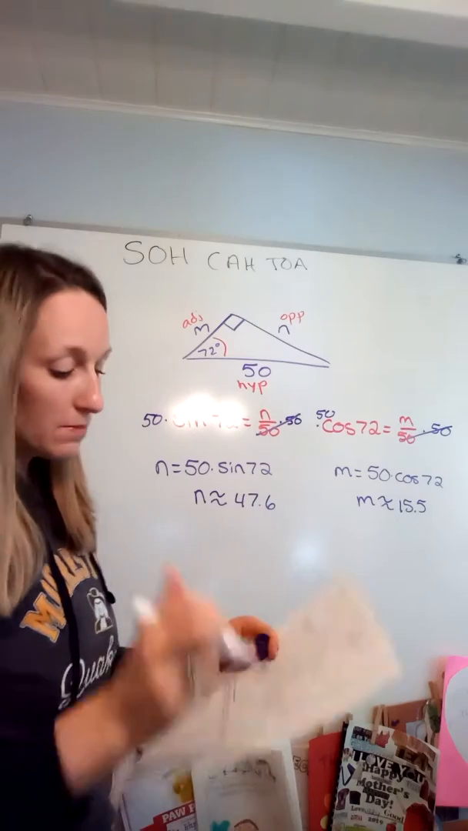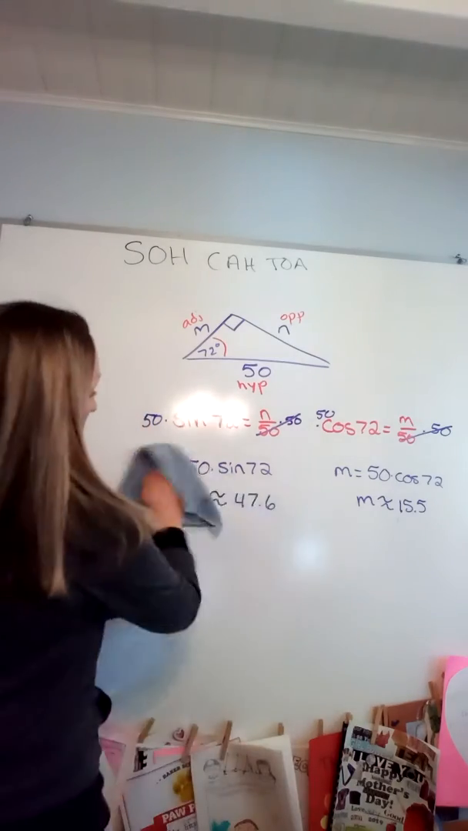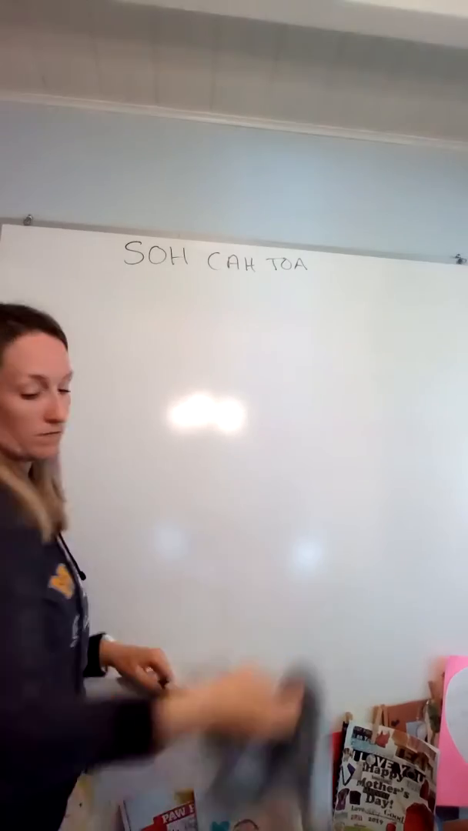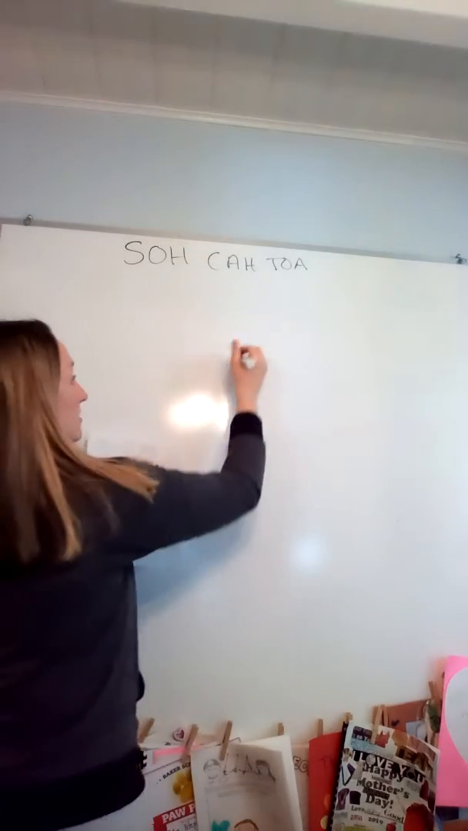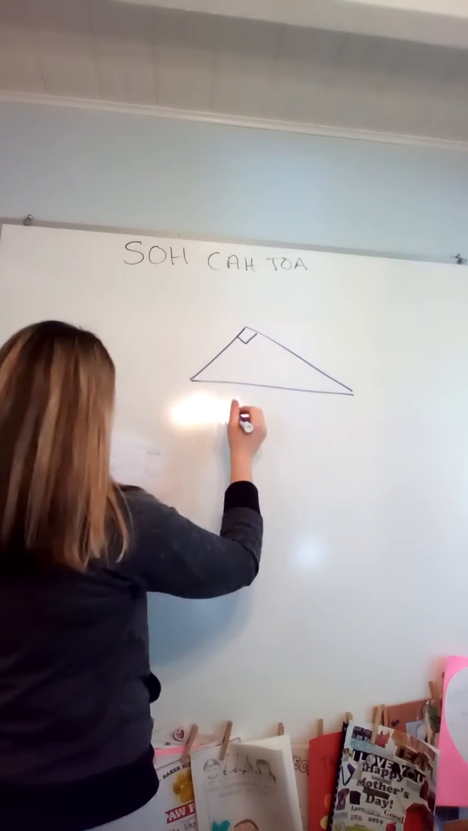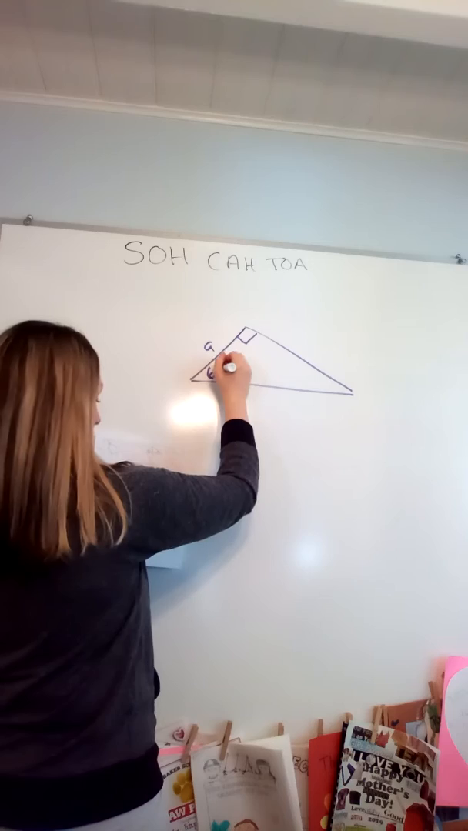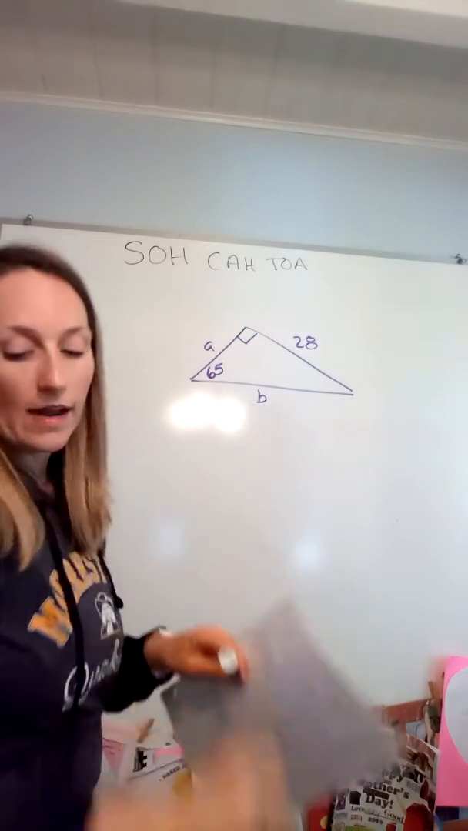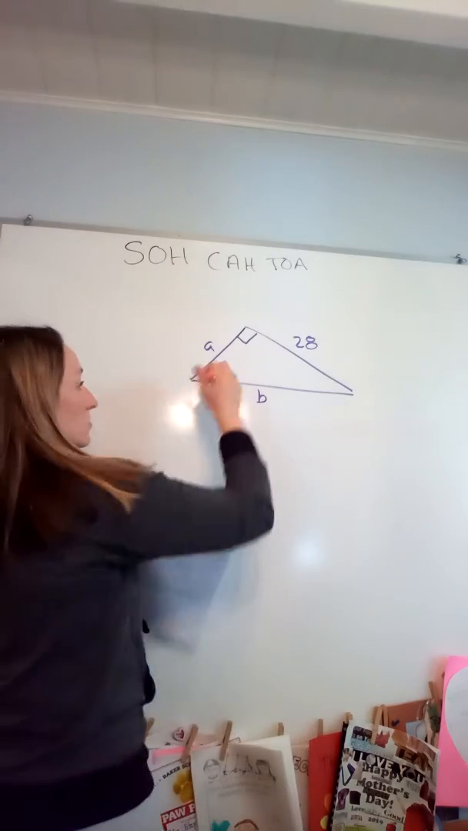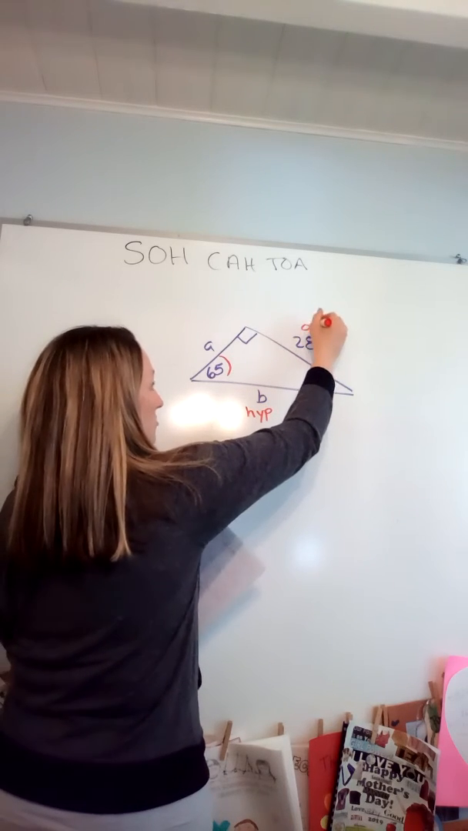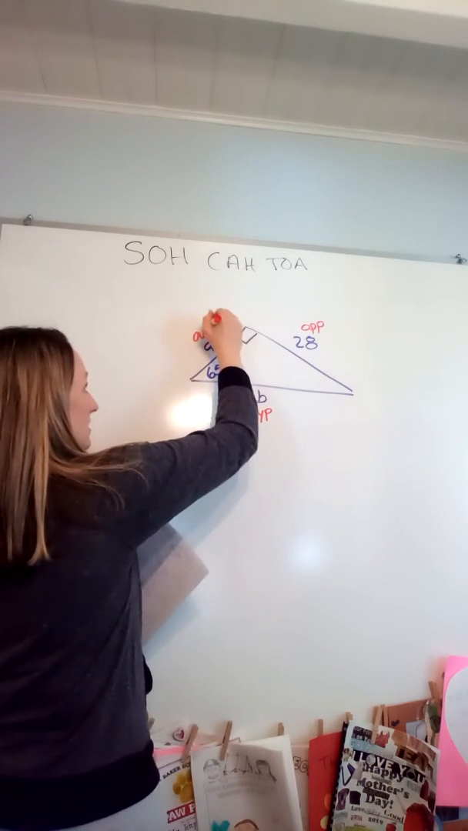Okay. Problem number 13. All right, so for problem 13, here's my right triangle, A, 65, 28, and B. The acute angle is at 65, so label the sides of your triangle. Hypotenuse is always across from the right angle. Opposite is across from 65. Adjacent is next to 65.